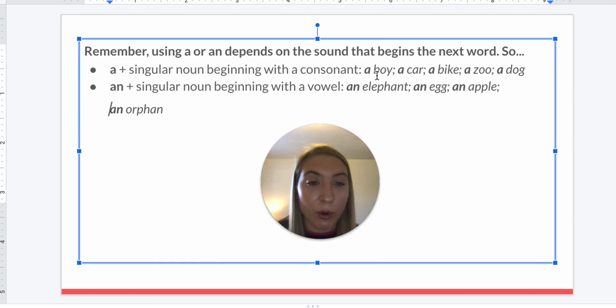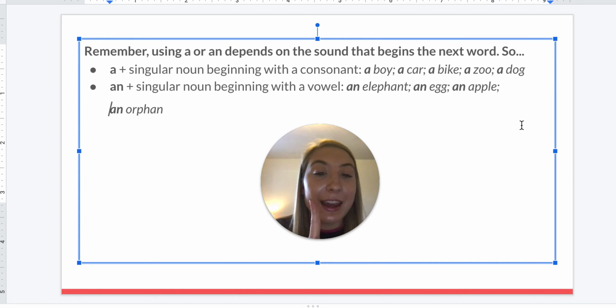A boy. So B is a consonant and it's singular, and we're not talking about a specific boy, so we'd say a boy. Same with a car, singular, starts with a consonant. A bike, b, singular, starts with a consonant. A zoo and a dog. Those are all singular nouns that start with our consonants.